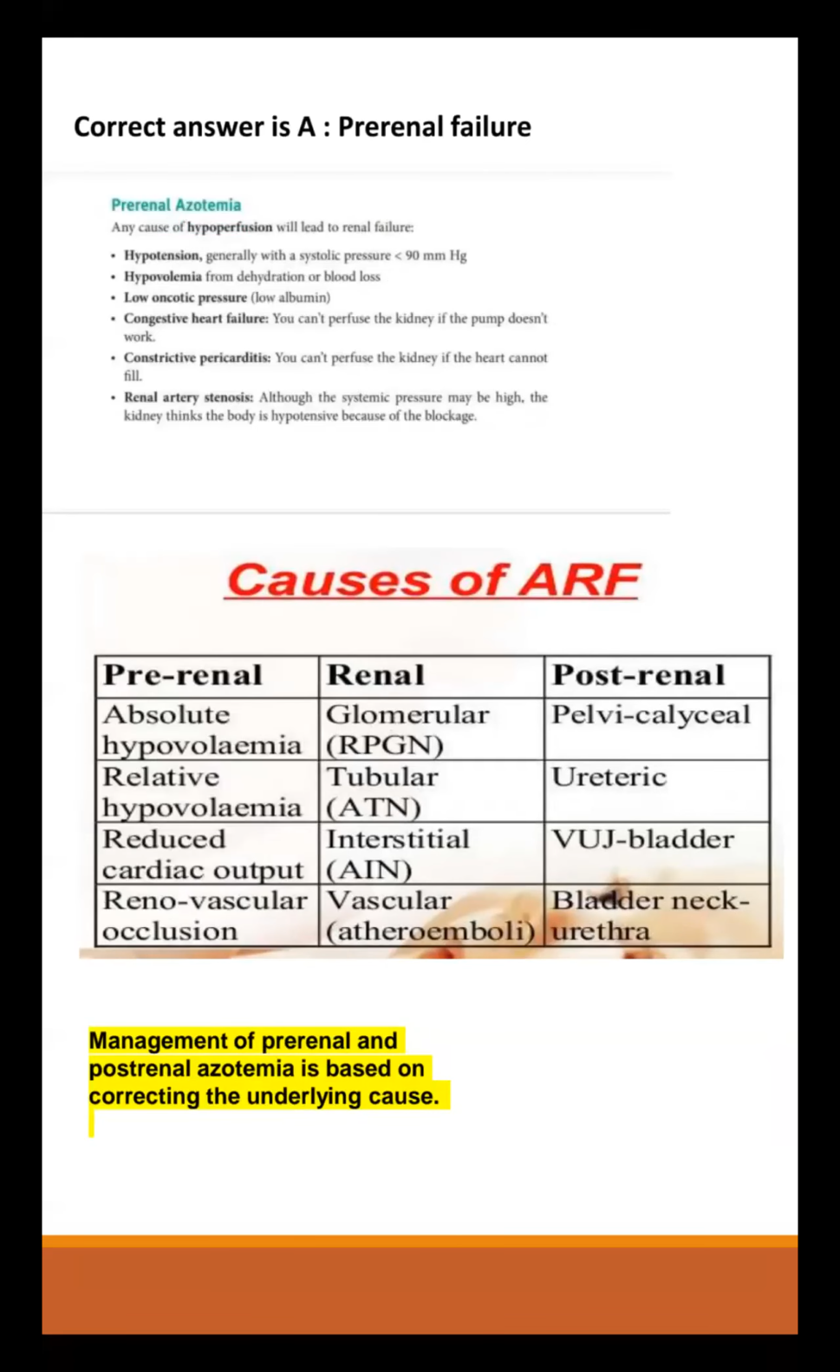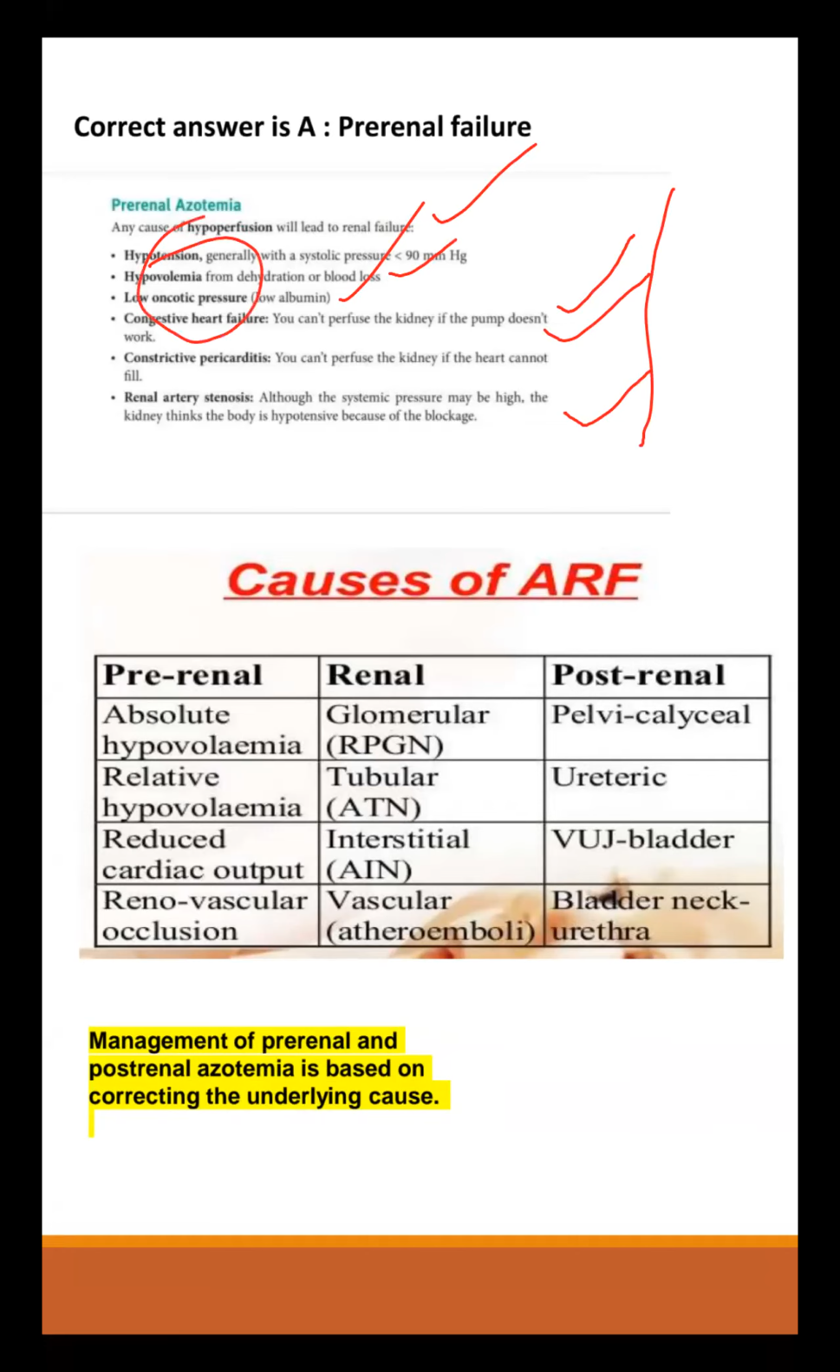Prerenal failure, so see hypoperfusion. Already vomiting is one point. Hypovolemia, dehydration, blood loss, low oncotic pressure, low albumin. Congestive cardiac failure, there's no clue here. Constrictive pericarditis, there's no clue here. Renal artery stenosis. These are the causes for prerenal azotemia. Only one clue: hypovolemia due to frequent vomiting.